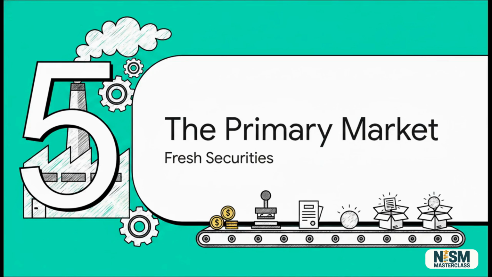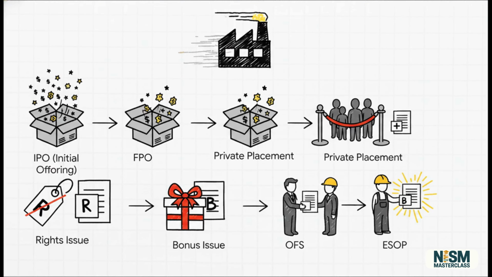Moving on to Section 5, the primary market. I want you to visualize this as a massive factory where brand new securities are manufactured and then sold for the very first time. Let's look at the catalog of this factory. For the general public, an IPO is a company's very first time selling shares, while an FPO is a follow-on offer by a company that is already listed. For the big institutions, we have private placements, like a QIP, which is basically a bulk sale limited to a maximum of just 50 investors.